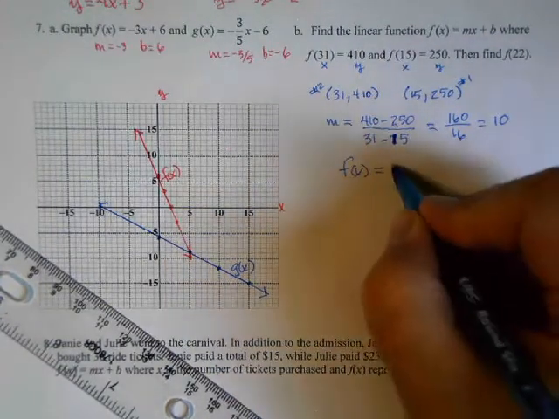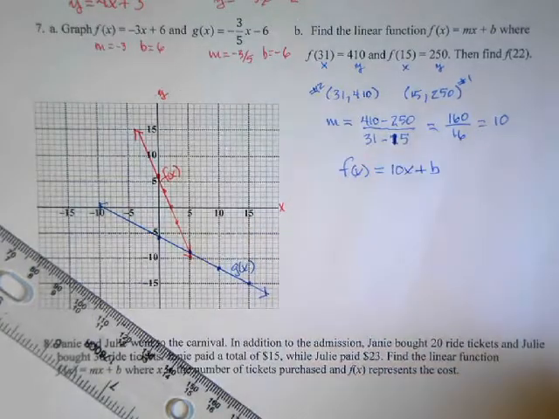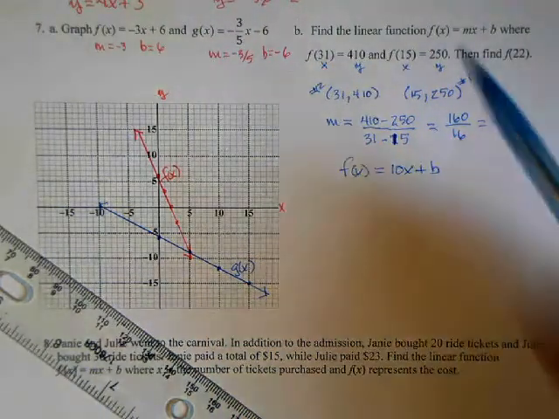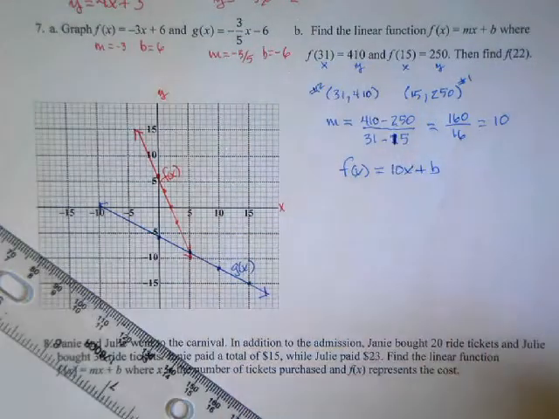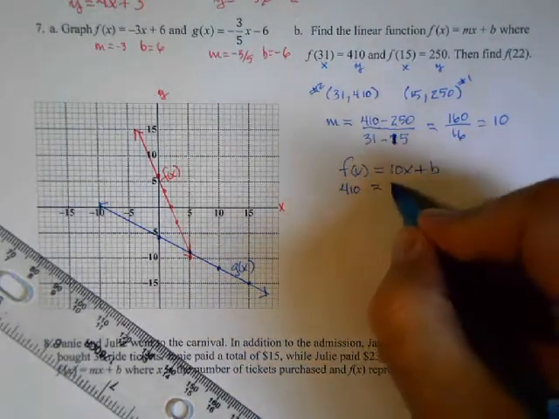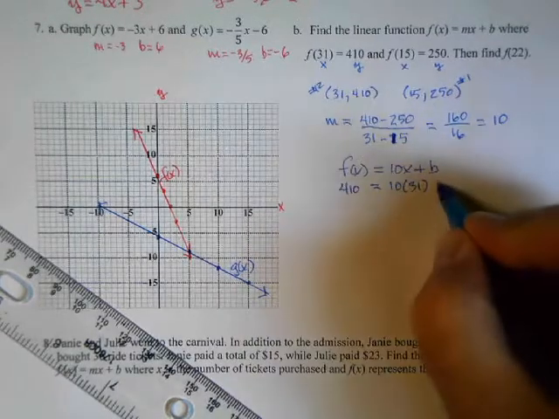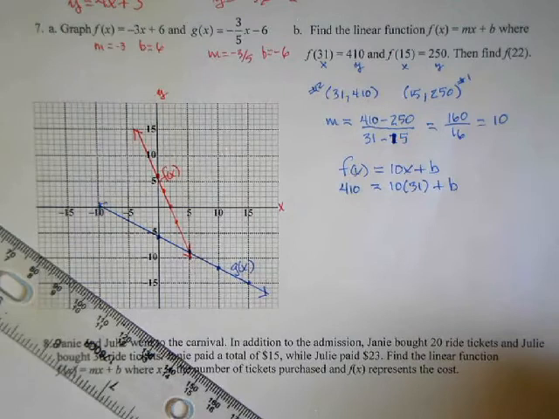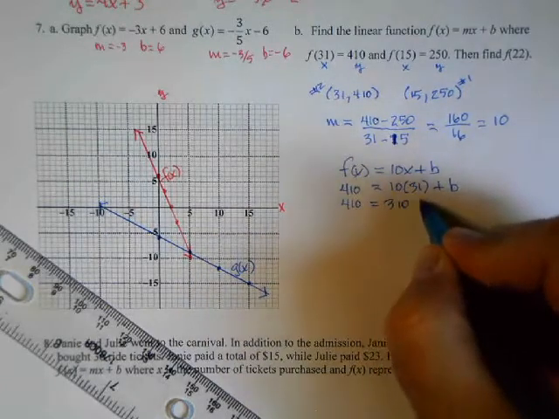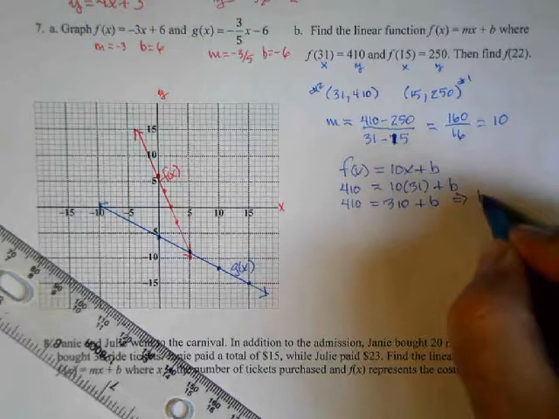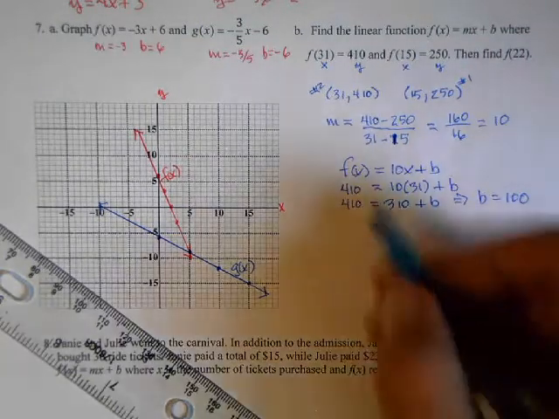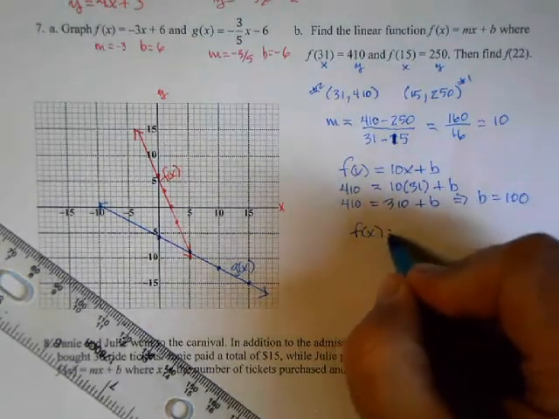Okay, so how do I find the b? Well, I use one of these two examples. So, for example, it says if x is 31, the output is 410. So 410 has to equal 10 times 31 plus b. So 410 equals 310 plus b, which is going to lead to b is 100. I could have done it with the other point as well. Bottom line is my function is going to be 10x plus 100.